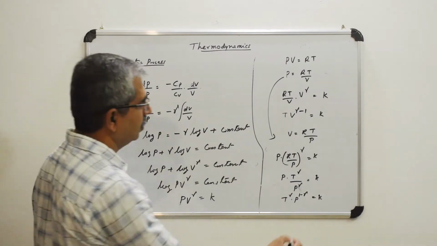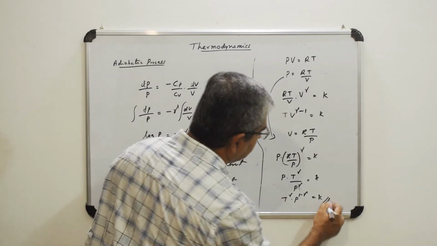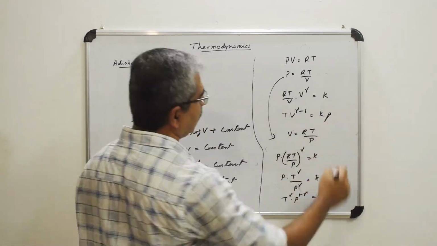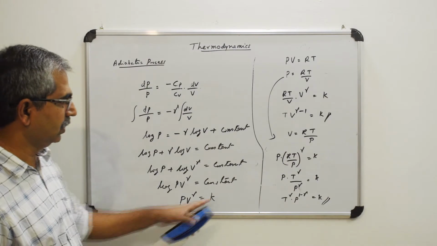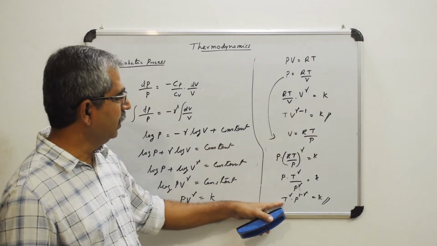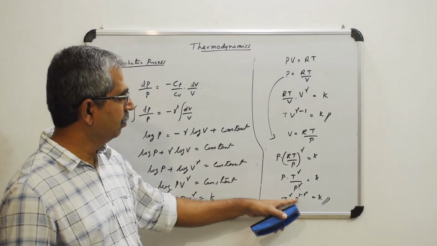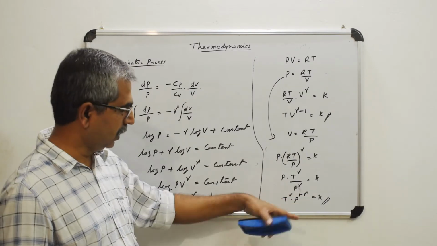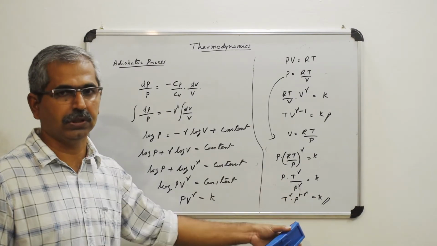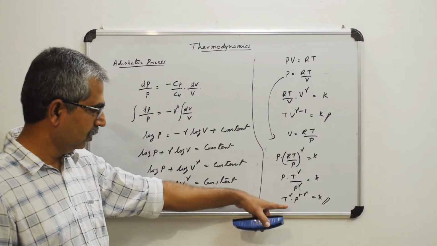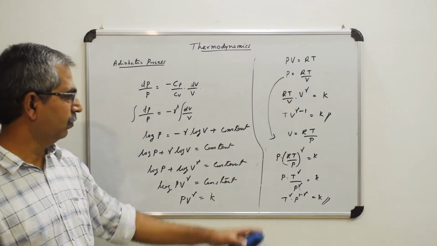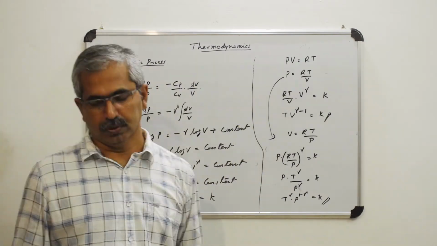Okay, so this is the third equation. This one will be T V raised to gamma minus 1 equal to a constant. So this is the first equation. Then this will be T raised to gamma into P raised to 1 minus gamma. Okay, so you can write it a different way, that is P raised to gamma minus 1 by T raised to gamma equal to a constant. That is also correct. Okay, so you can write it in different ways. So these three are the equations for the adiabatic process.